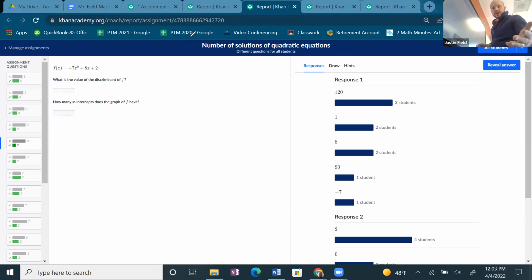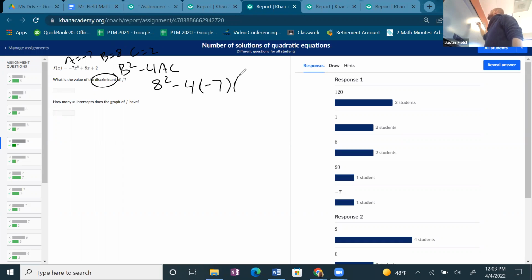Well, it was J.A. Finance Park Week when we did this. So the discriminant is b squared minus 4ac. That part is called the discriminant. And so we want to find the value of that. We know a is negative 7, b is 8, and c is 2. So 8 squared minus 4 times negative 7 times 2 is 64 plus 28 times 2. See the 2 negatives there. And 28 times 2 is 56.